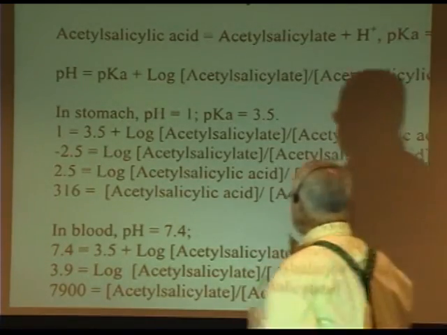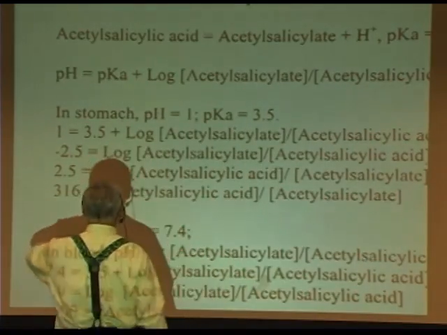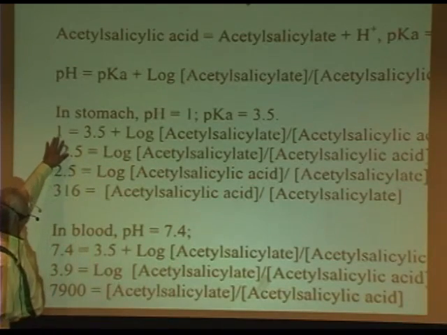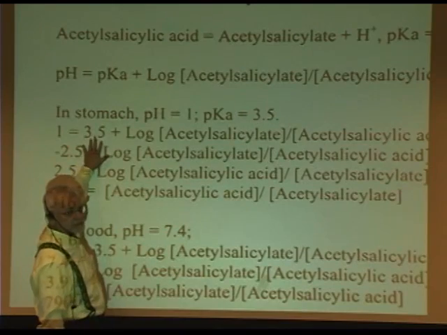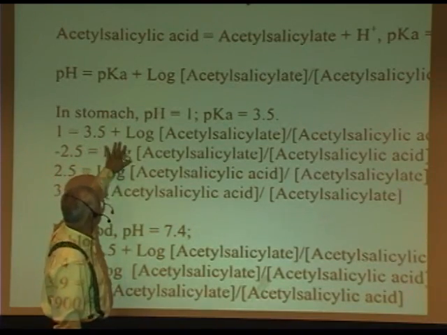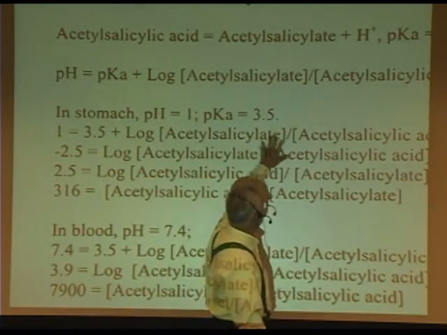All right. In the stomach, the pH is 1. So we set the equation up. We say the pH is 1. The pKa is a constant. It's 3.5. Equals a log of the salt over the acid.